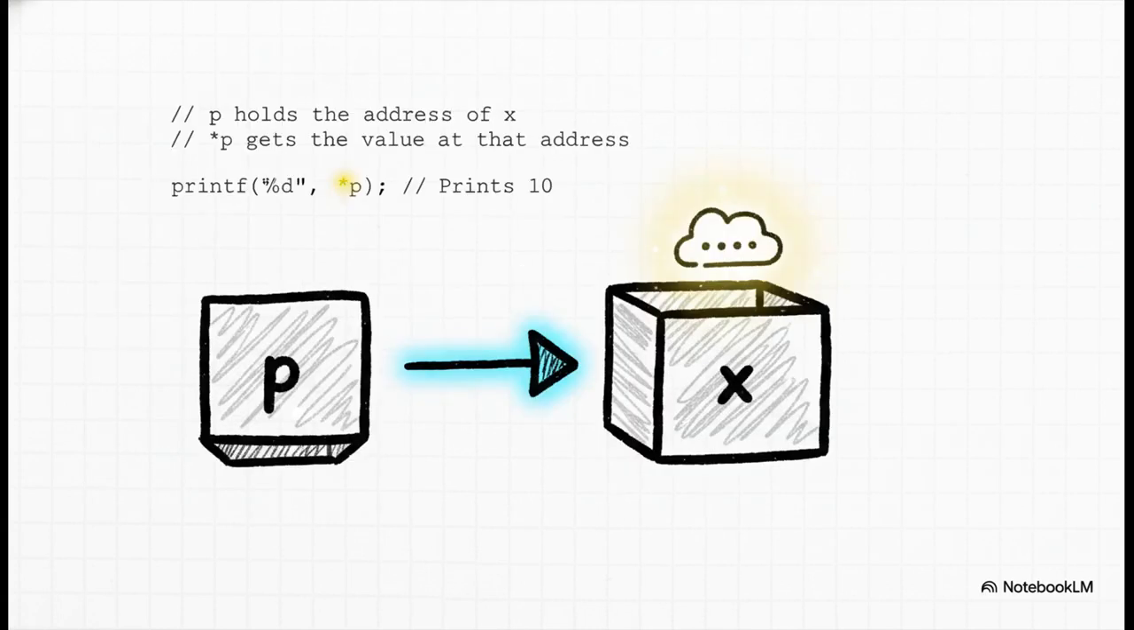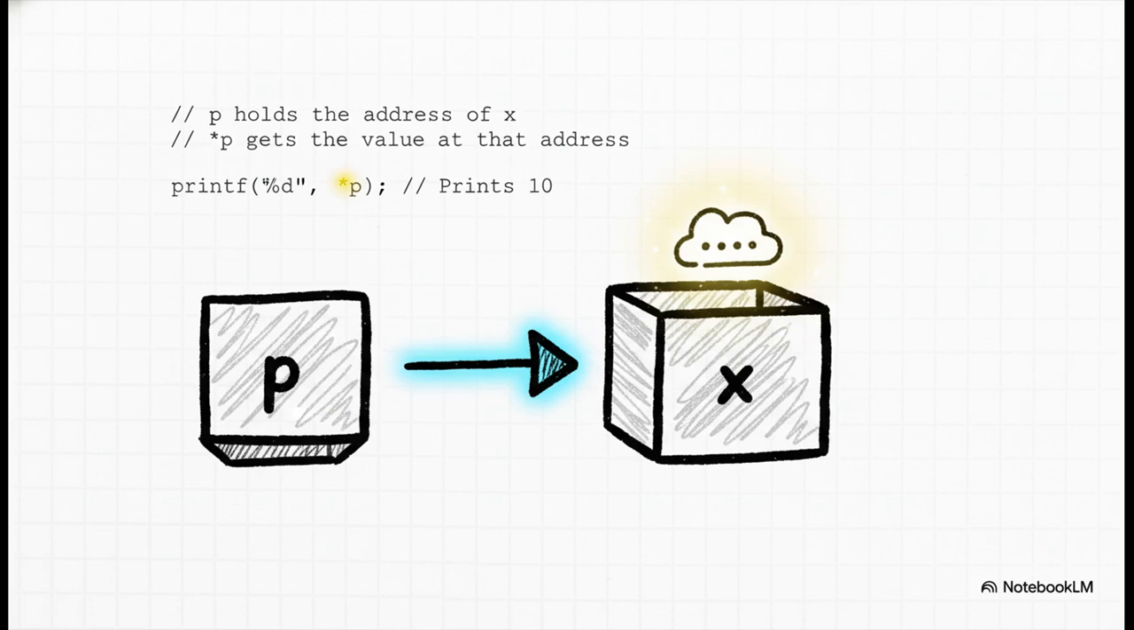So if p just holds the address, how do we get the actual value, the number 10, back out? Well, that's what the asterisk is for. When we put the asterisk in front of p, like *p, we're no longer talking about the address. We're saying, go to the address that p is pointing to and grab me the value you find.